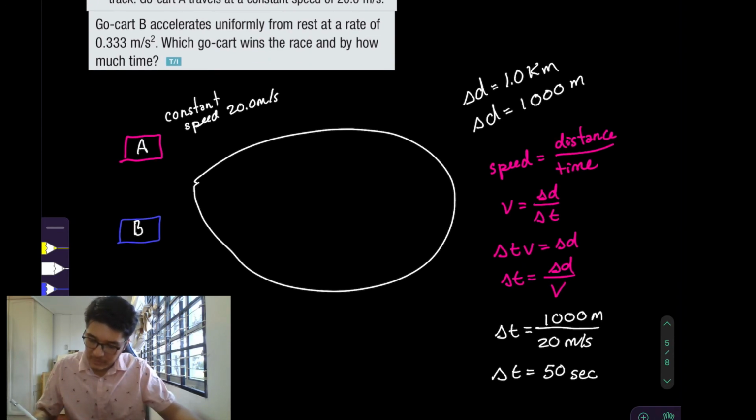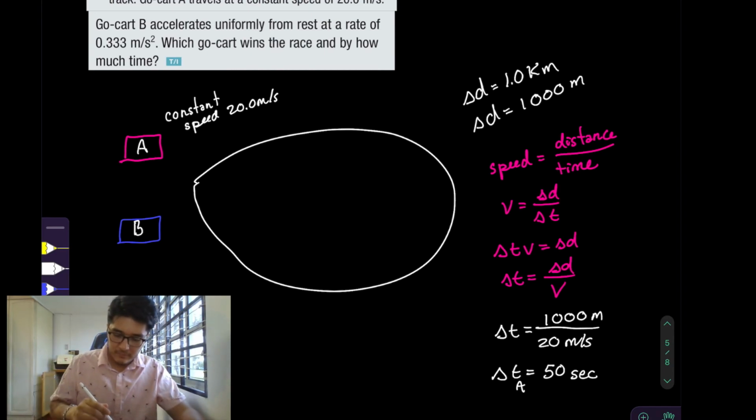Now for B, go-kart B accelerates uniformly from rest at a rate of 0.33 meters per second squared. So this one, uniform acceleration.